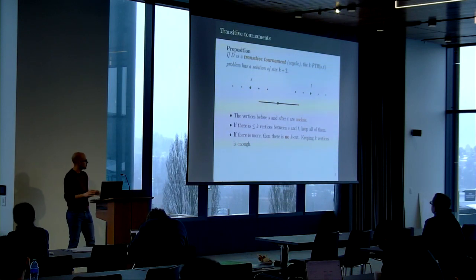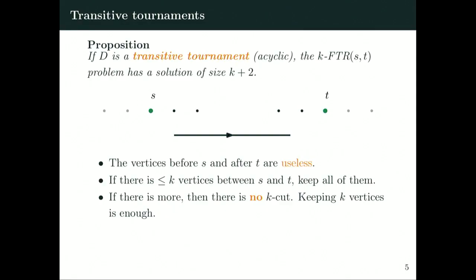And the other case is when there are more than k vertices between these two vertices. And in that case, there is no k arc cut. Basically, this is the only information that you need to remember, that there is no k arc cut between S and T, but for this, you only need to keep k vertices. All right. So the main result of this paper is to try to extend this proposition, basically.